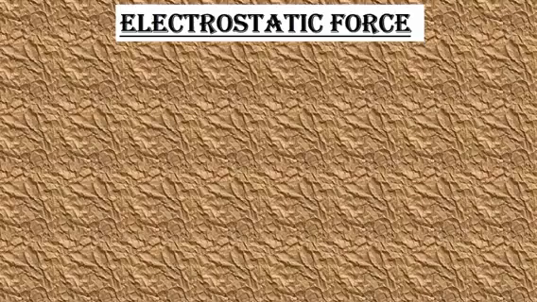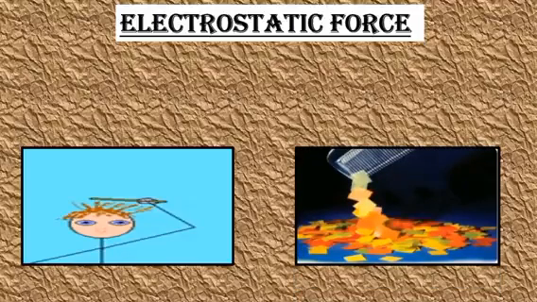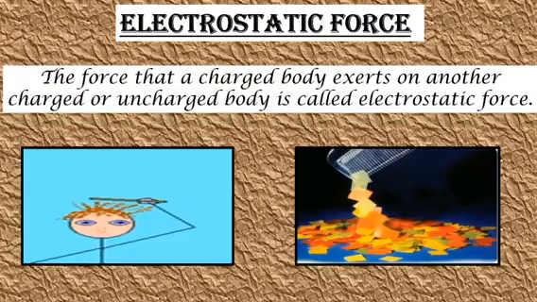The next type of force is the electrostatic force. Students, do you know when you run a comb through dry hair, the comb gets charged and is able to attract tiny bits of paper when brought near it? This type of force that a charged body exerts on another charged body or uncharged body is called electrostatic force. Materials such as amber get charged when rubbed with other materials and attract lighter objects.